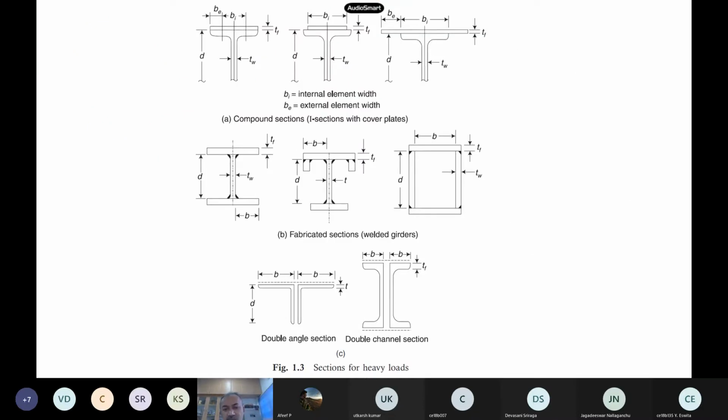And sometimes we also use built-up sections or compound sections, where you take some angle sections or channel sections and make your own I section at the site itself. This is required sometimes for heavy loads, or maybe some sections may not be available in the market, so you can do it this way also.